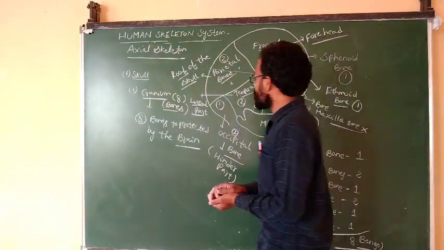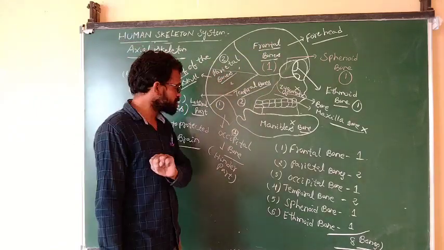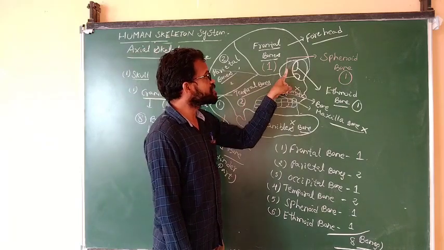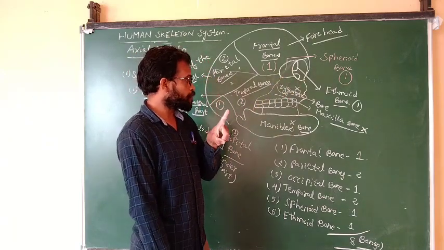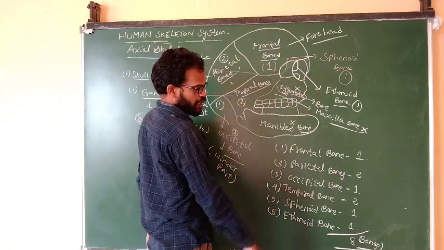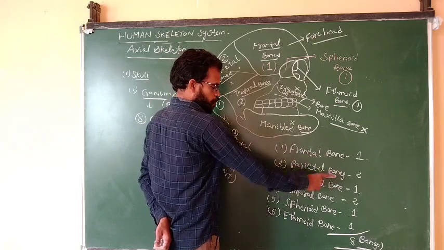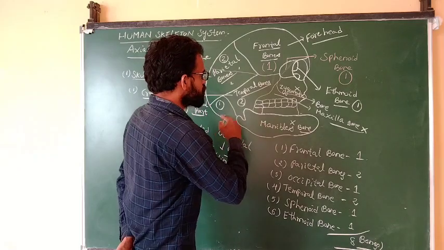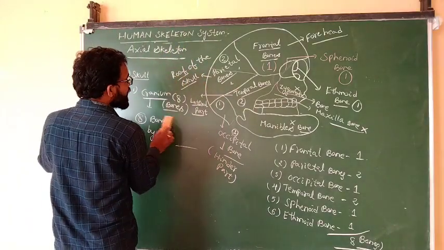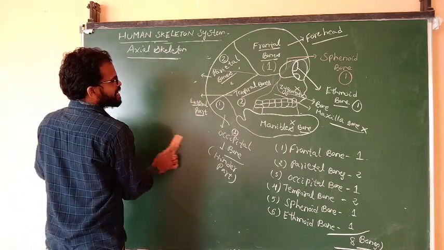How many bones are protected by the cranium? 8 bones. The first bone is the frontal bone, 1 bone. Next, parietal bones, 2 bones. Next, occipital bone, only 1 bone. Next, temporal bones, 2 bones. Next, sphenoid bone, 1 bone. Frontal 1, parietal 2, occipital 1, temporal 2, sphenoid 1, ethmoid 1. Total bones, 8 bones. These 8 bones are protected by the brain box.